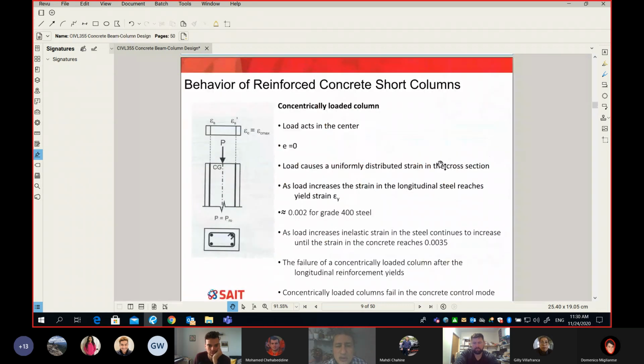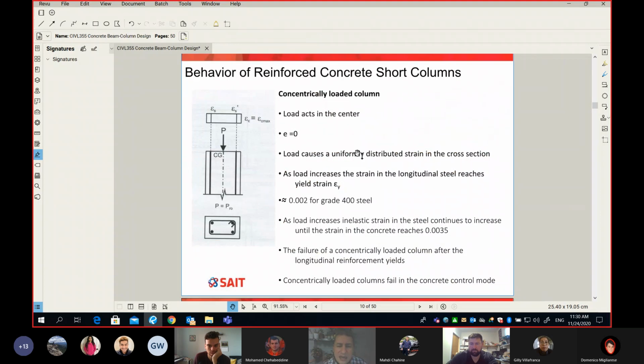Now, when it comes to eccentricity, I'm going to go a little bit by little bit to develop the idea of how the column will react to the load. So let's start with the centric column. For the centric column, as I said, where is the load? The load is P, and there is something I also want to mention.